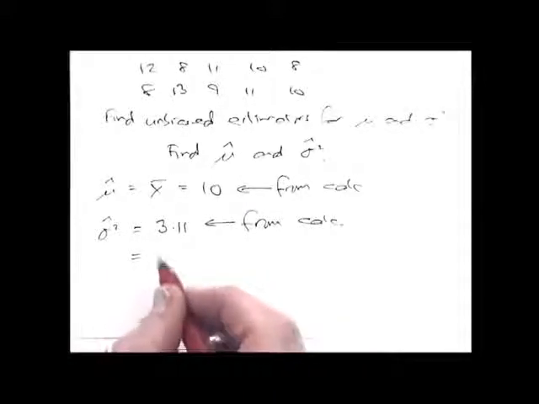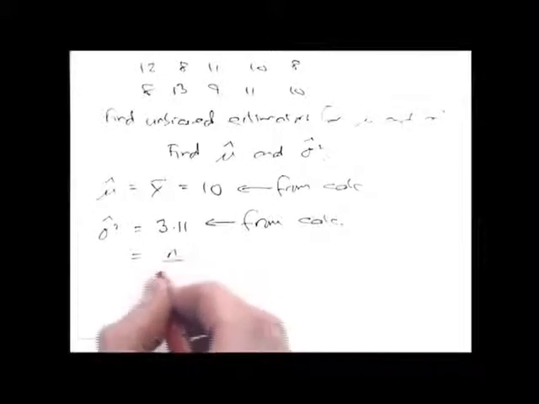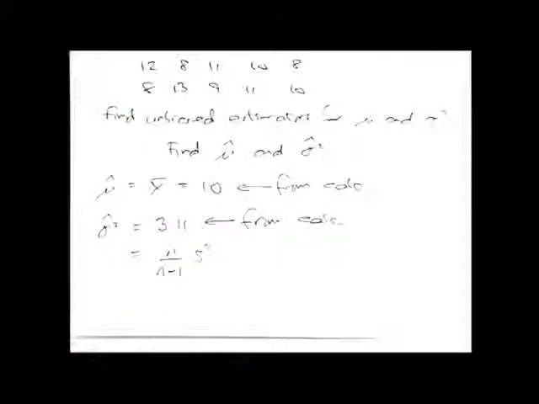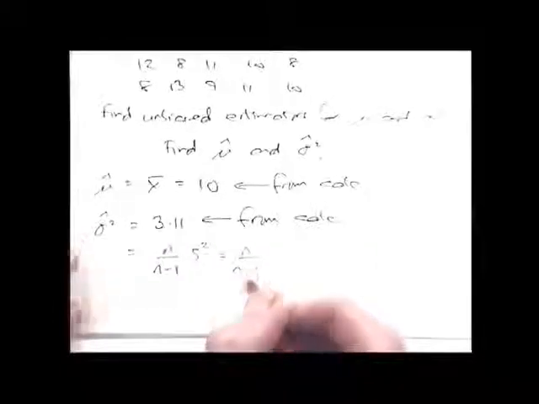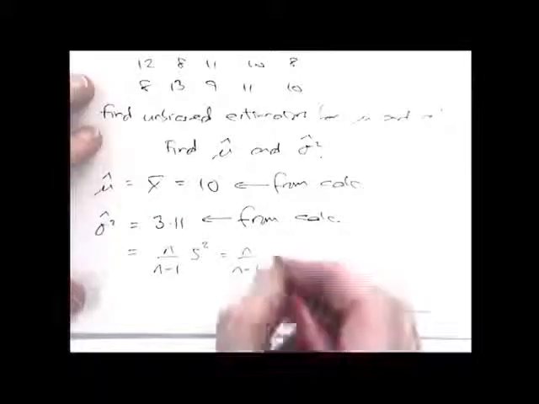So what was the formula we had earlier on for getting sigma squared hat? It was n over n minus 1 times s squared. S squared, what was S squared in words? In words, what was S squared? The sample variance, yeah. Okay.